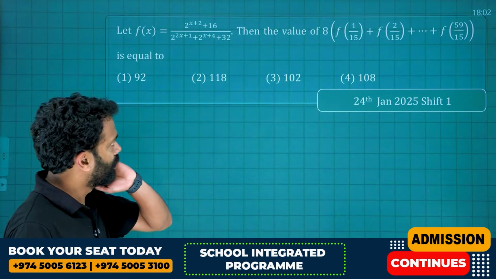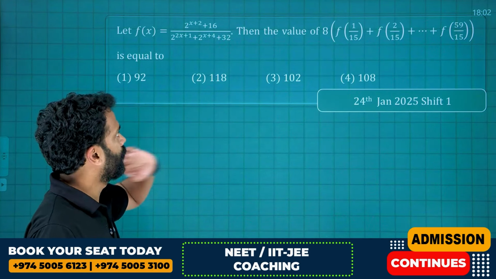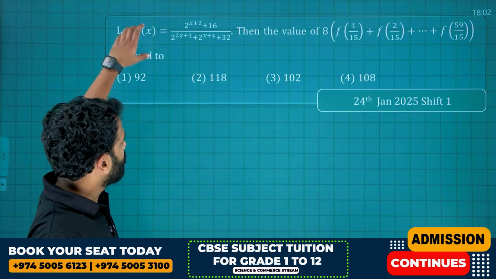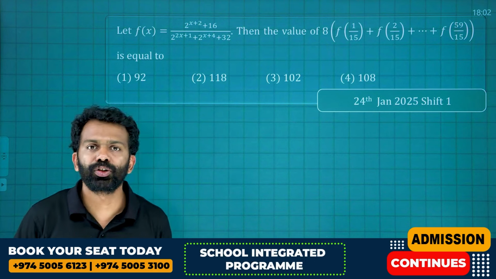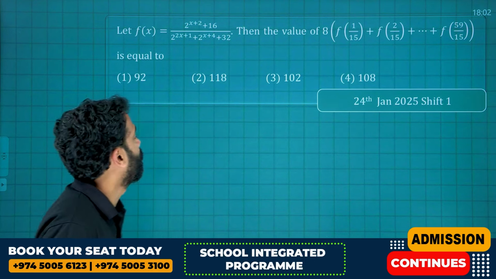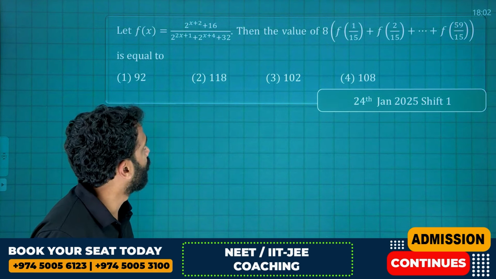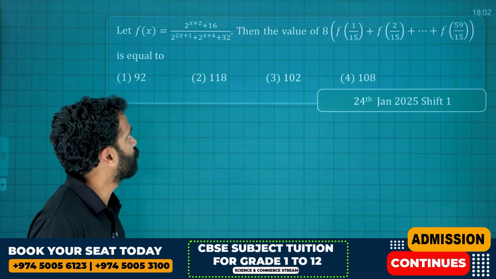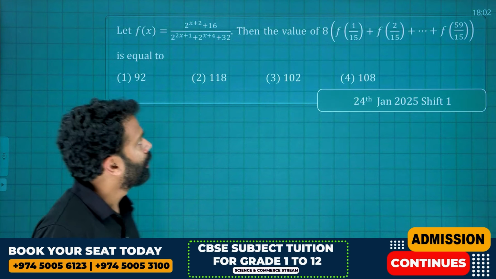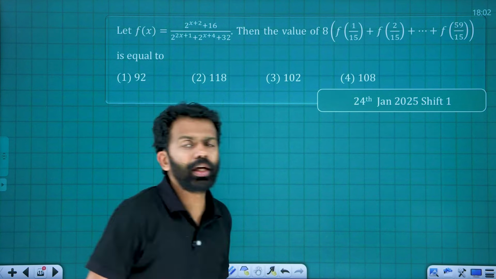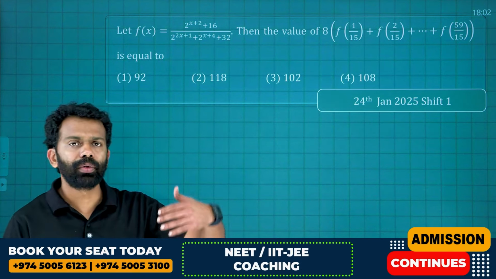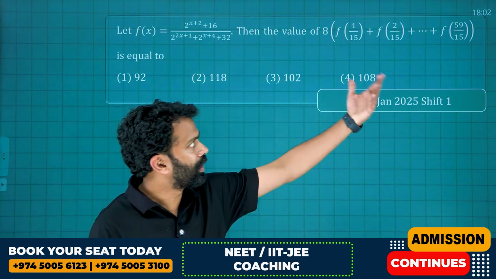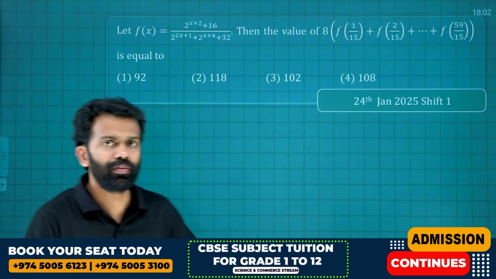Okay, the question is somewhat similar. The concept is same. See, f of x is equal to 2 raised to x plus 2 plus 16 divided by 2 raised to 2x plus 1 plus 2 raised to x plus 4 plus 32. Okay, then you need to find the value of 8 into f of 1 by 15 plus f of 2 by 15 plus f of 3 by 15 etc. up to f of 59 by 15.